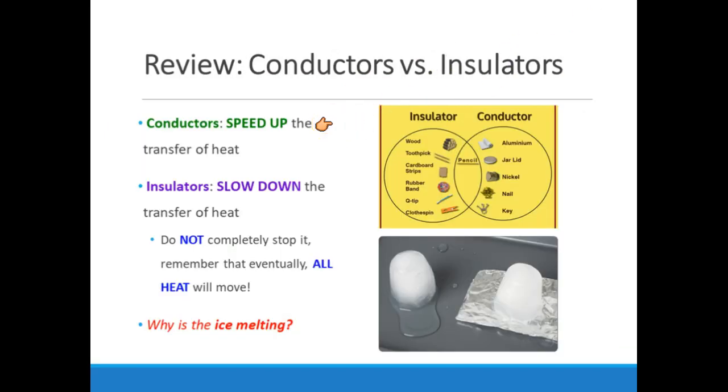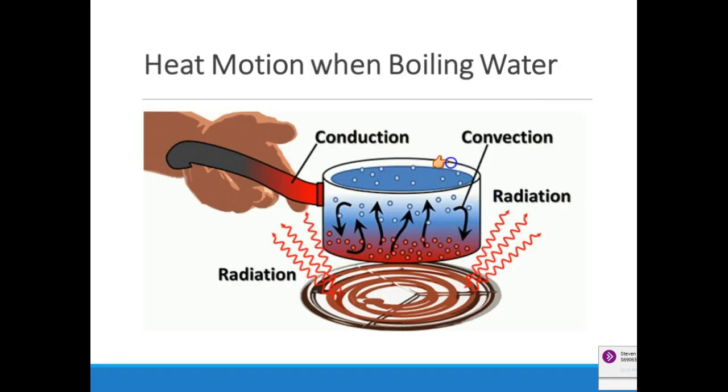Now, the last thing that we need to review before we jump into our lab, because this is mainly what our lab is about, is conductors versus insulators. So remember, conductors will speed up the transfer of heat. And conductors are things like metals, aluminum, nickel, nails, keys, a jar lid. All of these things speed up the transfer of heat, right? That's why a lot of the time, our pots and pans are often metal because it allows the heat to get from the heating coil to the pot and pan and through it to the food we're trying to heat up much faster. Okay, give me a thumbs up if that makes sense, right? Remember, they're good conductors because they transfer the heat very quickly.